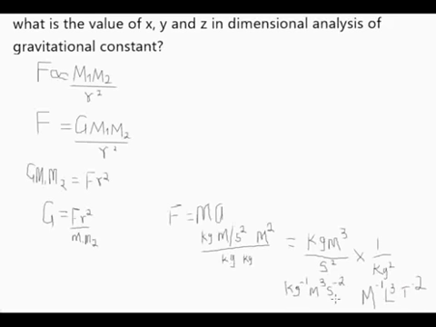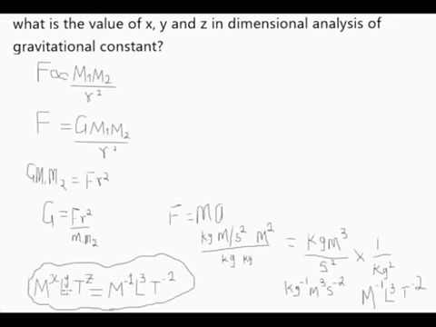Don't forget, the question says find the value of x, y, and z. We've succeeded in getting the powers of the fundamental quantities. Like we all know, the three major fundamental quantities are mass, length, and time, and these are the three components of the gravitational constant. We are going to compare these with the three fundamental quantities. In the fundamental quantities, M is raised to power x, L to power y, and T to power z.